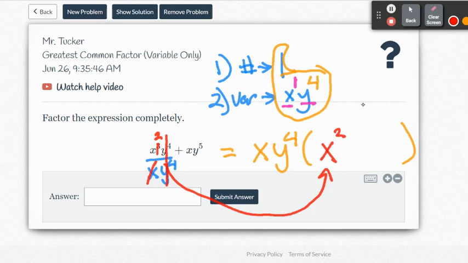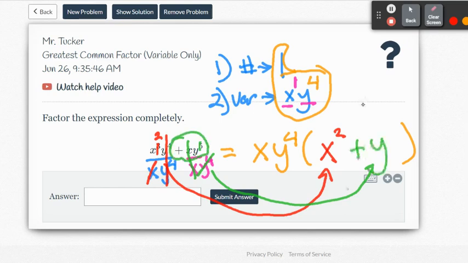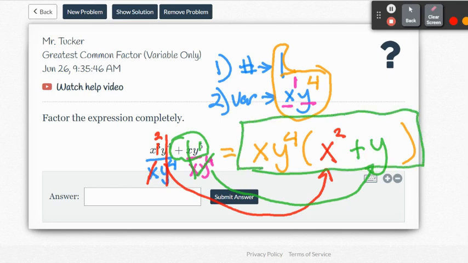Then the second term needs to get divided by x, y to the 4. Again, anytime you divide anything by itself, the x's reduce to be a 1. And then y to the 5th divided by y to the 4, you subtract powers, and you're just left with 1y, a positive 1y. And then we have our result of factoring our GCF of x y to the 4th.